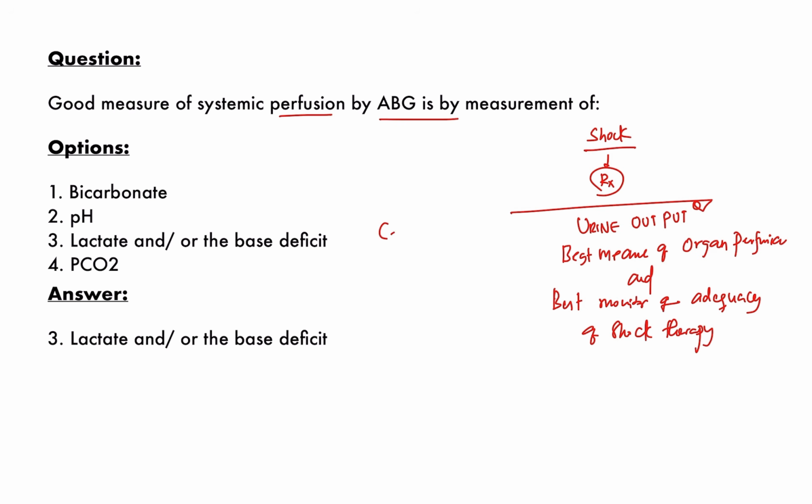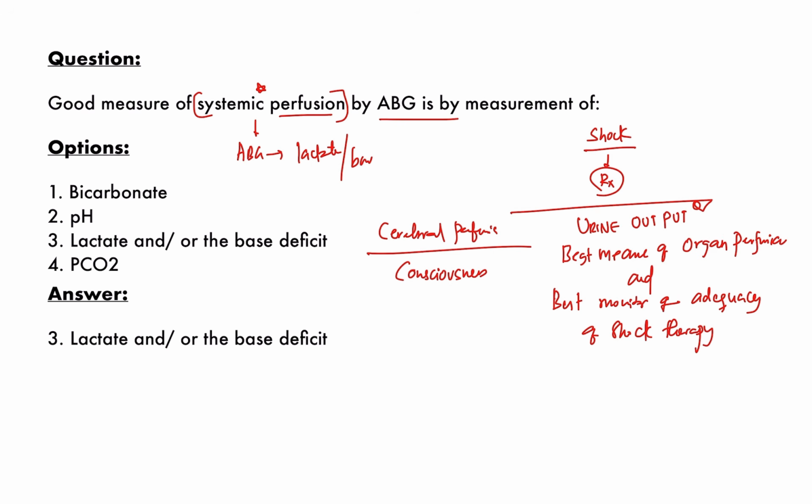If you want to check cerebral perfusion or brain perfusion, then you check the conscious levels, the consciousness. This is a clinical parameter. But if you want to check perfusion of systemic organs, I'm not talking about a single organ, then we go for ABG analysis and check serum lactate levels or base deficit. So in this question, the answer is lactate or base deficit. Right? Systemic perfusion, I'm not talking about organ.